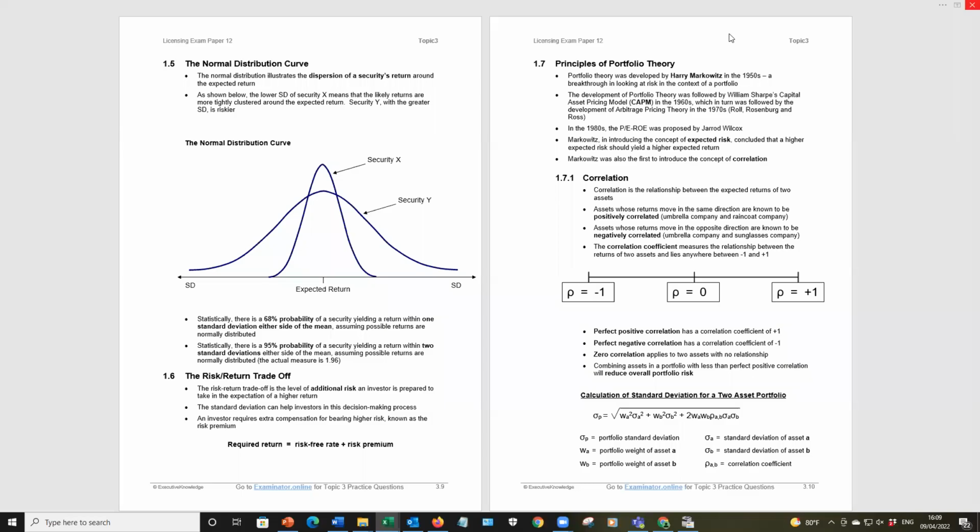In continuing with topic 3, paper 12, we're going to revisit the calculation of standard deviation for a two-asset portfolio because we are now going to use that formula in an example.